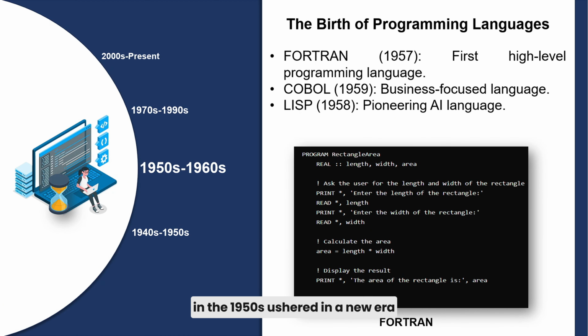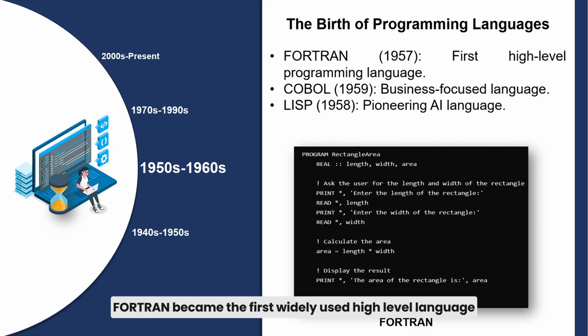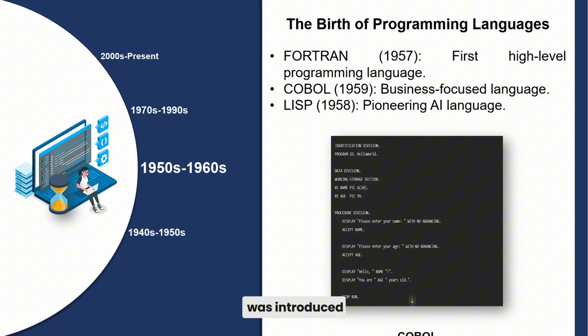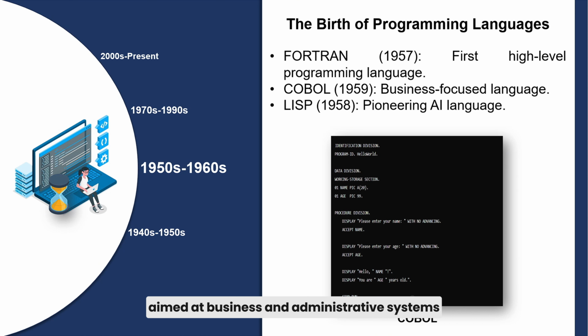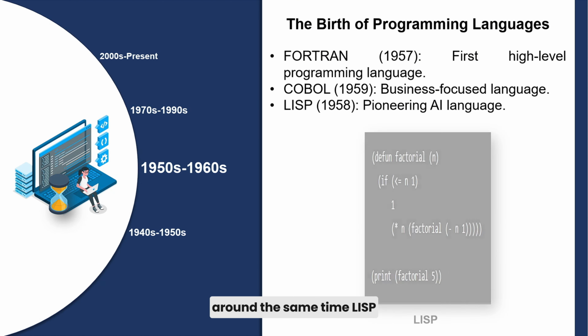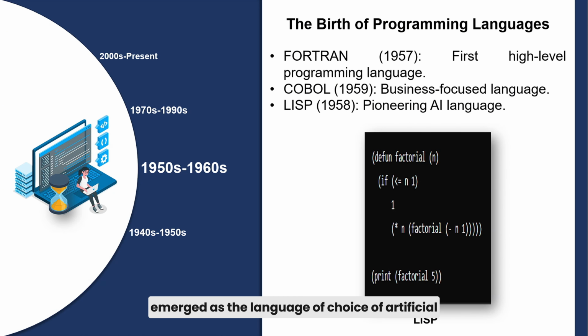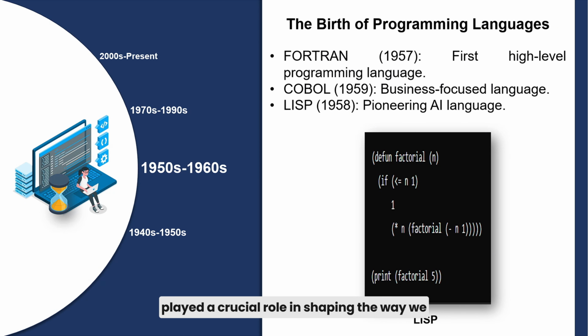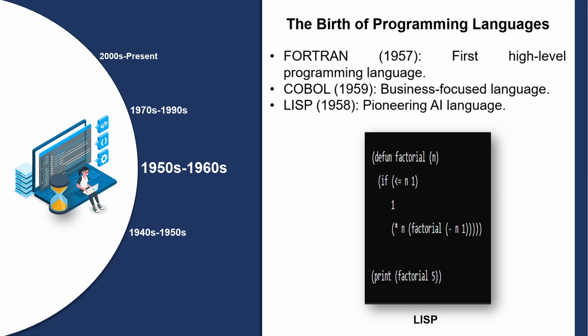The 1950s ushered in a new era with the birth of high-level programming languages, which made coding more accessible and efficient. In 1957, FORTRAN became the first widely used high-level language, specifically designed for scientific and engineering applications. Just 2 years later, COBOL was introduced, aimed at business and administrative systems. Around the same time, Lisp emerged as the language of choice for artificial intelligence research. These early languages played a crucial role in shaping the way we approach software development, making it possible to write more complex programs with greater ease.